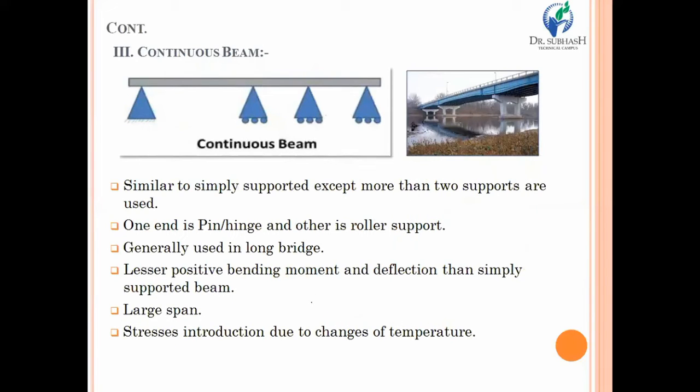Then the third type of beam is very similar looking to the simply supported beam. But there is one difference, and the difference is that in place of the two supports that we use in a simply supported beam, in the case of a continuous beam there are more than two supports being used. So this is the basic, or constructional, difference between a continuous beam and a simply supported beam. Then one more characteristic is that one support of the continuous beam is a pin or hinge support. Look over here, and all the other remaining supports are roller supports.